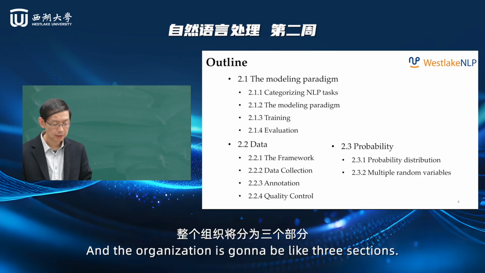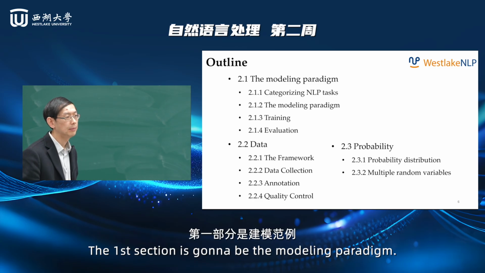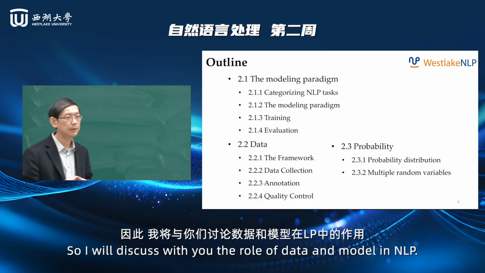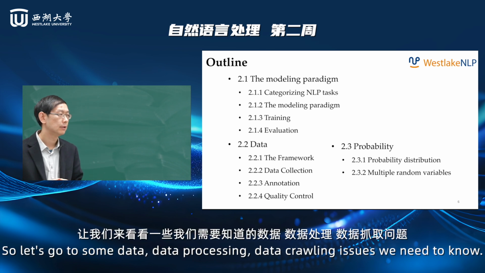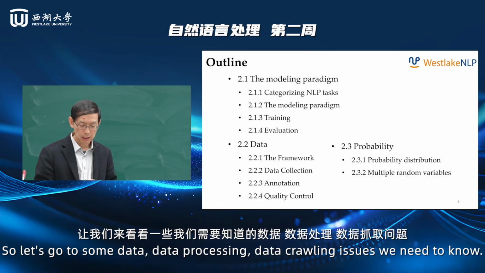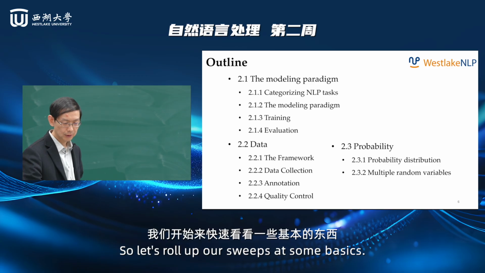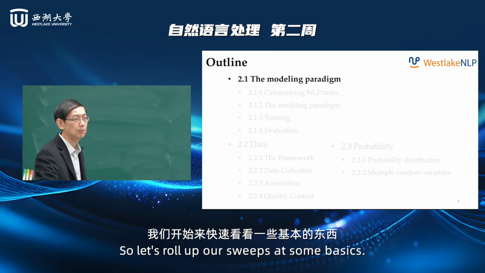And the organization is going to be like 3 sections. The first section is going to be the modeling paradigm. So I will discuss with you the role of data and model in NLP. The second is about data curation. So let's go to some data processing, data crawling issues we need to know. And the third part is about probability. Okay, so let's roll up our sleeves and look at some basics.